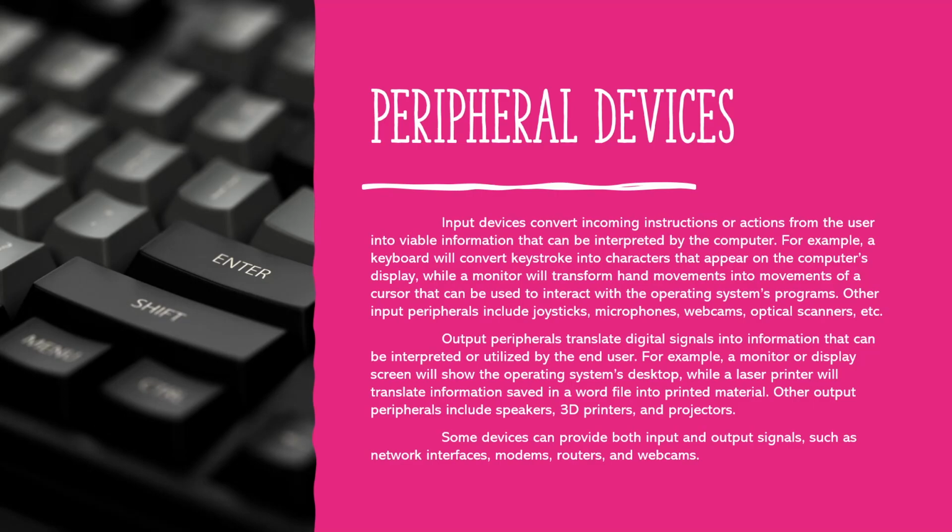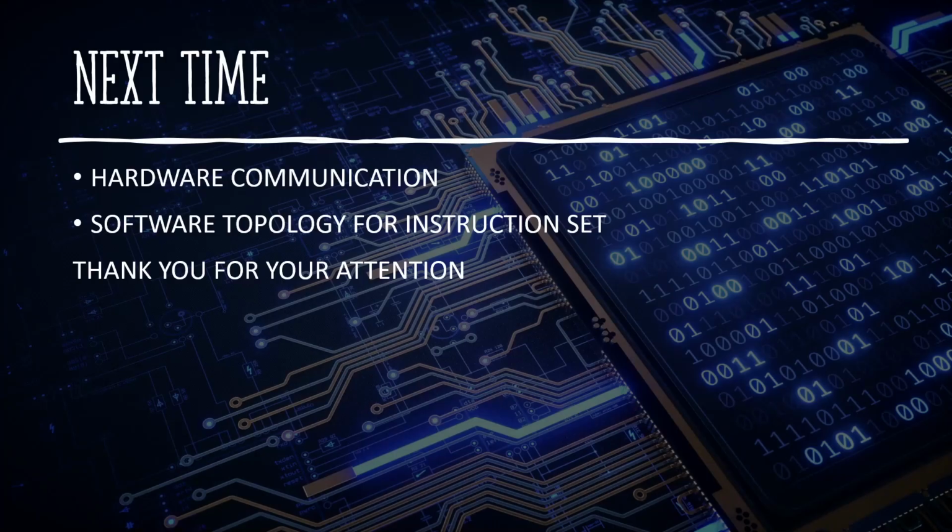Output peripheral devices translate digital signals into information that can be interpreted or utilized by the end user. For example, a monitor or display screen will show the operating system's desktop, while a laser printer will translate information saved in a Word file into printed material. Other output peripherals include speakers, 3D printers, and projectors. Some devices can provide both input and output signals such as network interfaces, modems, routers, and webcams.